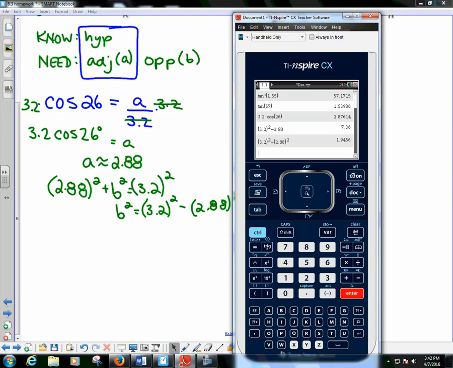Well, I can round this and then take the square root, but that would give me an even less accurate number. So what I'm going to do is say control square root, control over this little minus sign, it says ANS, which stands for answer. If I hit that button, it plunks in the answer for me. And when I hit enter, it tells me that the square root of 1.9456 is 1.394. 4 is not big enough to round, so my answer for B is approximately 1.39.